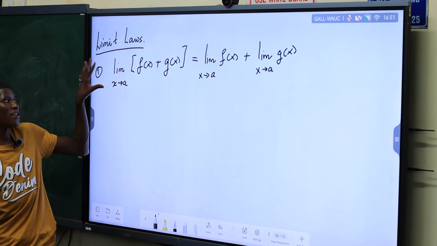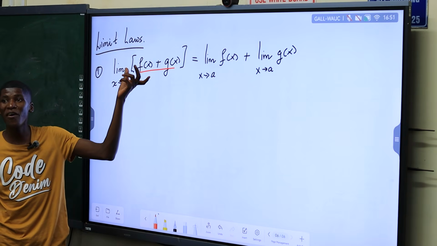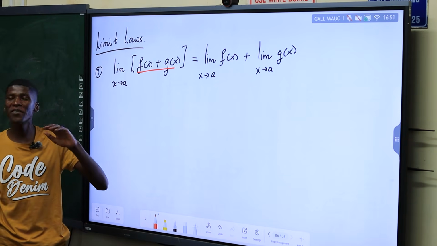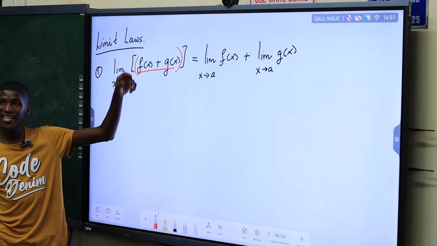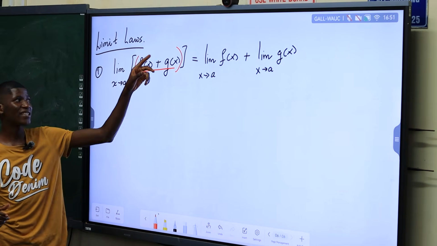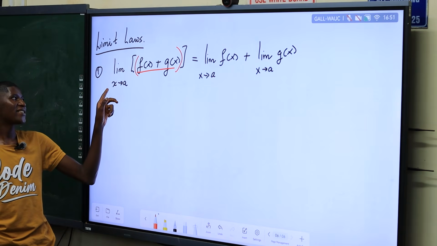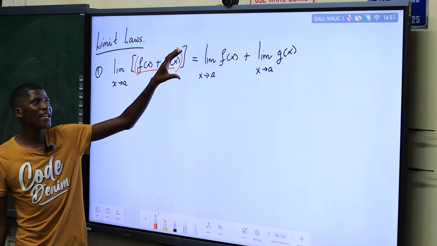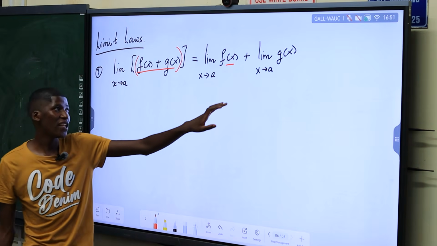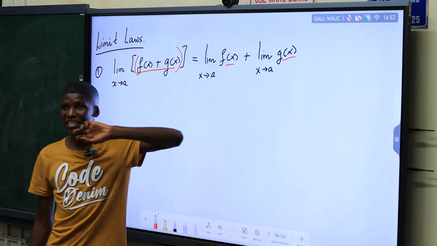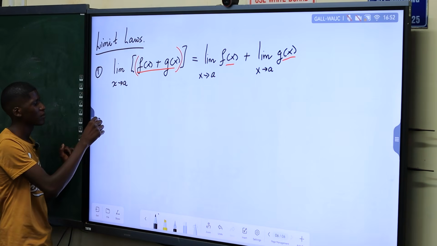So if I find the limit of the sum of these two functions, I add them and get a new function, which is f of x plus g at x. It's a new function that we got by adding these two, right? It's an algebraic function. So its limit as x approaches a must be equal to the limit as x approaches a of f of x alone, and the limit as x approaches a of g of x. So the limit of a sum is equal to the sum of a limit.